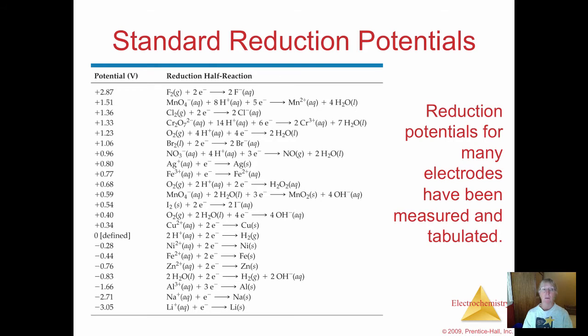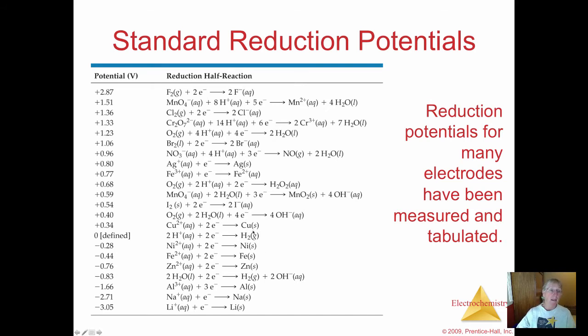Now up near the top, where there's a really high potential voltage, positive 2.87, what that means is that fluorine, the element, really wants to gain 2 electrons to get reduced down to fluoride, the ion. Now that doesn't make much sense for me, so here's what my brain does. My brain knows that the reactive metals like lithium and sodium are very easily oxidized. So they're down at the bottom of the chart. They want to get oxidized more than anything. They don't want to be reduced.